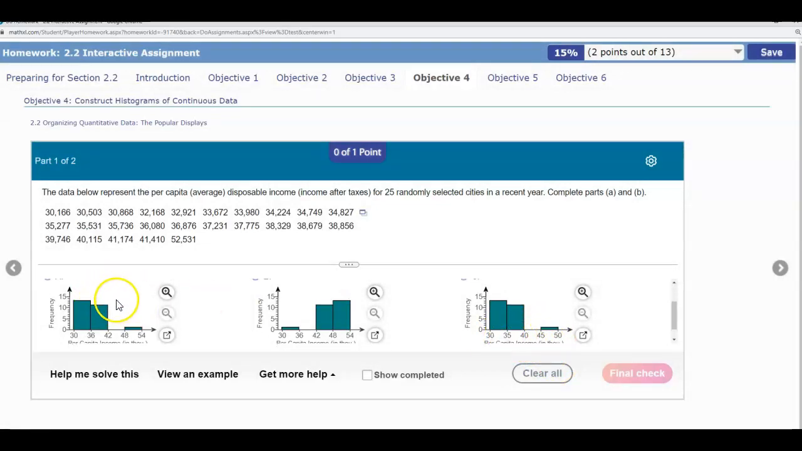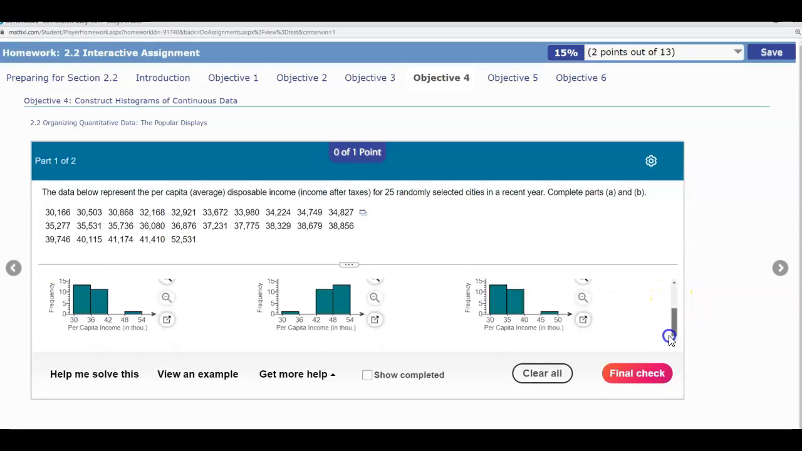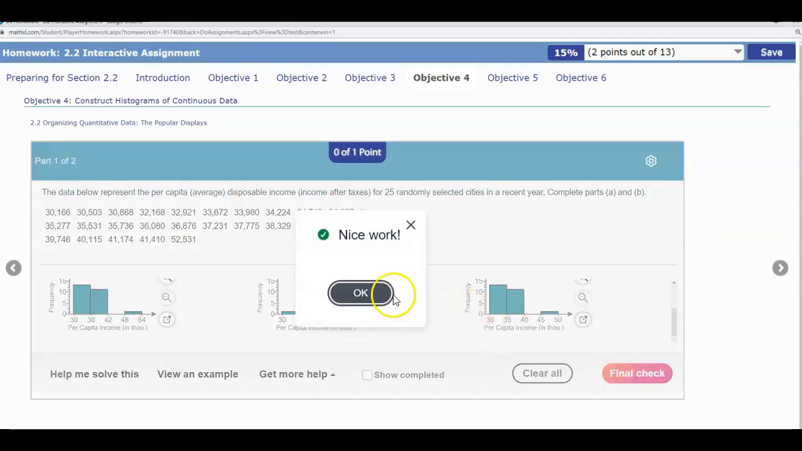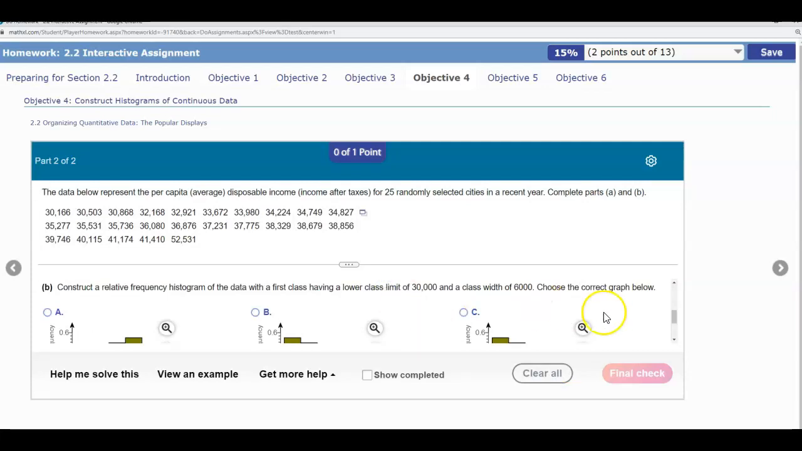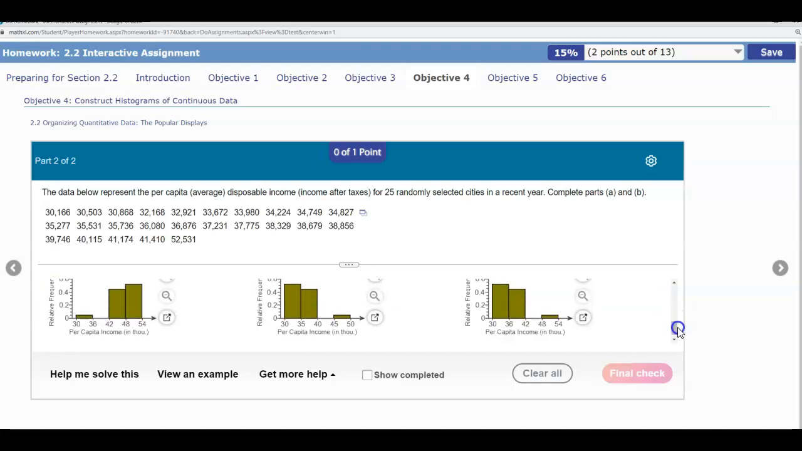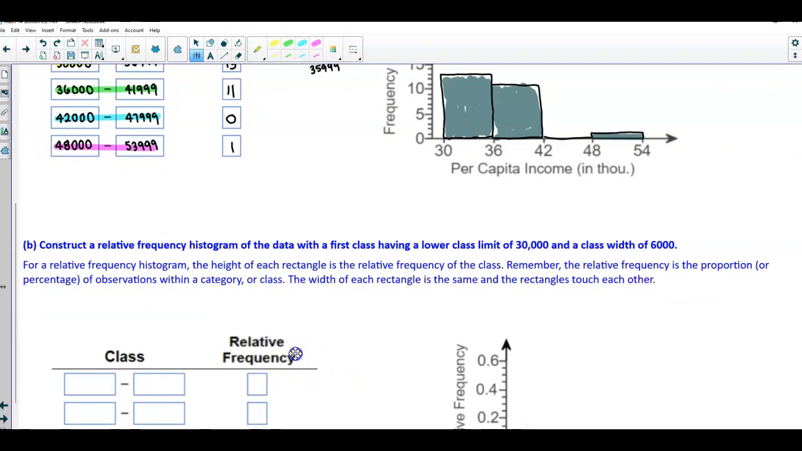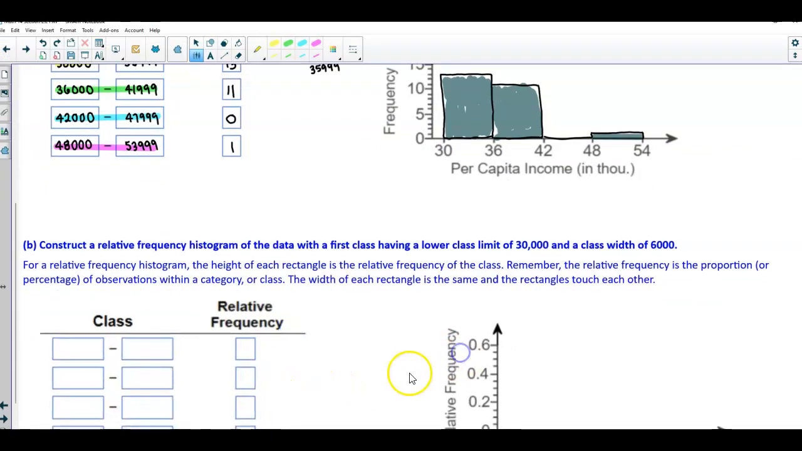So it's going to be A. So let's go ahead and choose A to make sure that we have the right one. There we go. Okay. Now what we're going to do is construct a relative frequency histogram of the data with a first class having a lower class limit of 30,000 and a class width of 6,000. Okay. So basically the classes are going to stay the same.